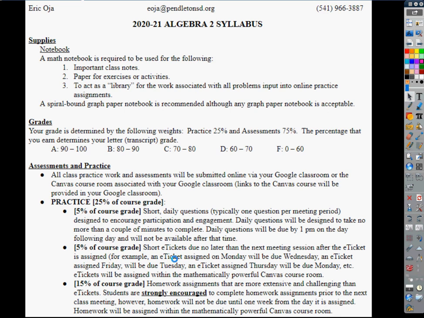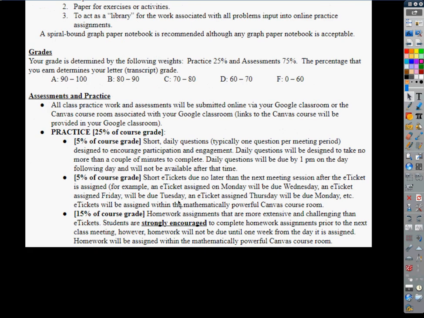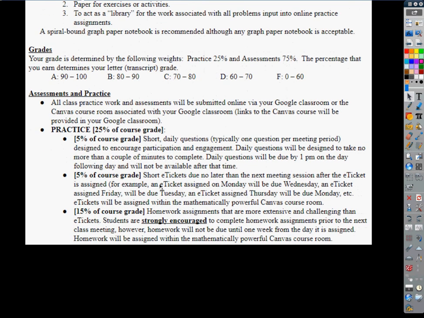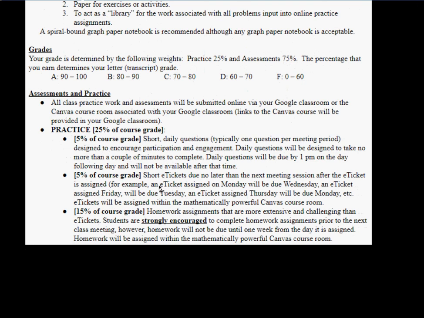I think we're just going to do e-tickets and homework assignments. I might throw in some of these quick little questions, but really it's going to be broken down into 2 parts. E-tickets are short assignments that are due the next day. Homework assignments are a little bit longer assignments that typically have a little bit longer deadline on them. Like, for example, our first homework assignment may not be due until the start of class next Monday.